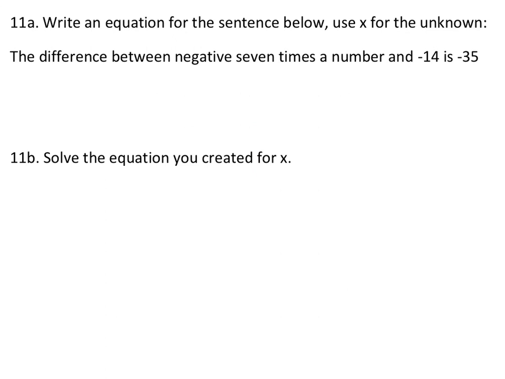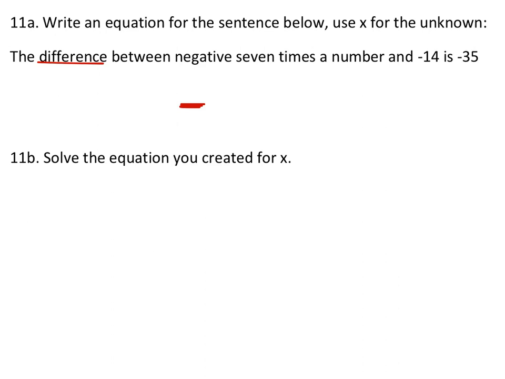Alright, we got two parts for 11. Write an equation for the sentence below. Use x for the unknown. The difference between negative 7 times the number and negative 14 is negative 35. So again, you may have to read these several times in order to figure these out. In any case, it is a difference, which is subtraction. So we'll just write that in for now.